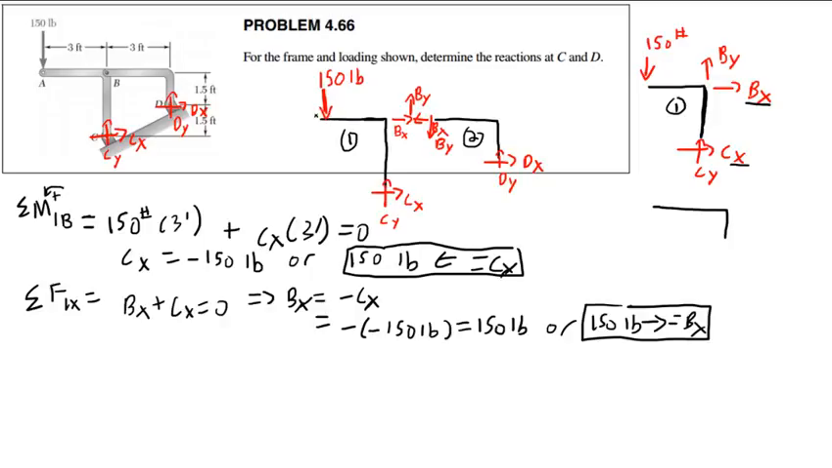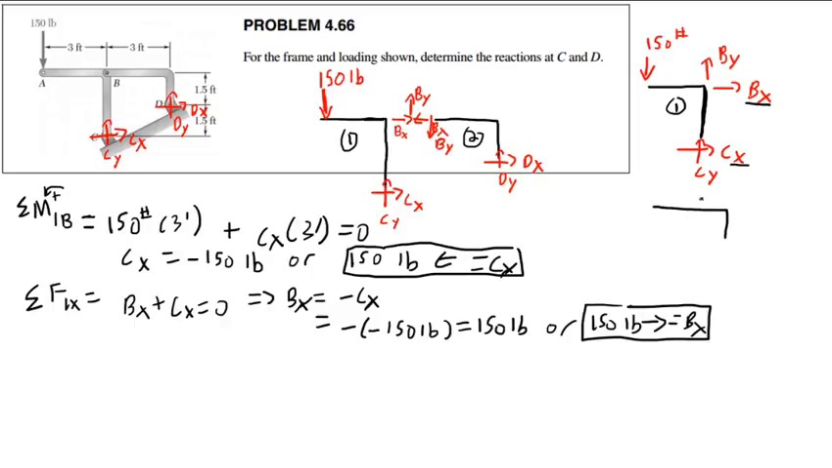Let's see. Could that help? Could we get more with just that? What if we solved for the moment about A? Would that help us? We'd have two unknowns. Never mind, we'd still have BY. That's not going to help us. The problem is BY and CY are in the same line of action. There's no point that we can solve for a moment that will eliminate one but not the other.